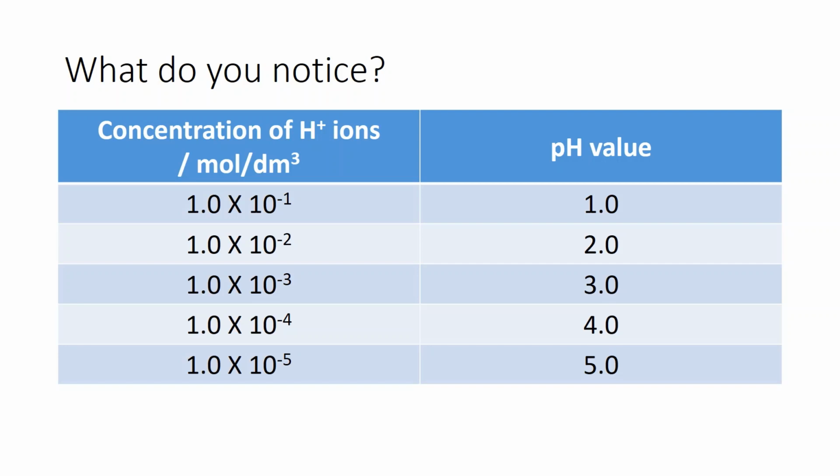Here's a little table then, Year 10. This is a table showing the concentration of hydrogen ions in standard form in moles per decimetre cubed. Notice how here this says per. This means that the unit here is moles per decimetre cubed. And it goes from 1 times 10 to the minus 1 all the way down to 1 times 10 to the minus 5. It then has in a separate column a pH value which corresponds to the concentration of hydrogen ions. What do you notice? Can you copy out this table, please? Can you think about what these numbers mean? What do you notice?